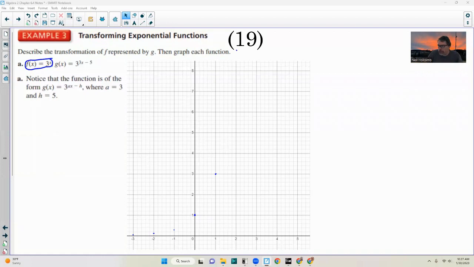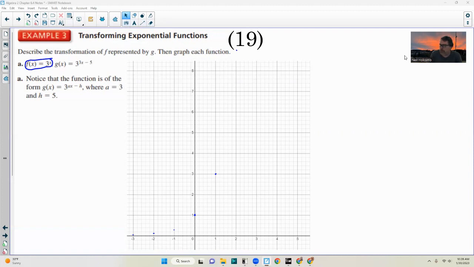The a being a 3 is going to be a horizontal shrink. Remember, vertical stretches and shrinks are when a is out in front being multiplied. When a is in the exponent and it's the coefficient of your variable, then it is a shrink. So that is a shrink of 1/3. You take the reciprocal when it's a horizontal shrink, and the minus 5 is going to be shifted right 5, because it's opposite when it's in the exponent. So it's going to be shifted right 5 and shrunk.